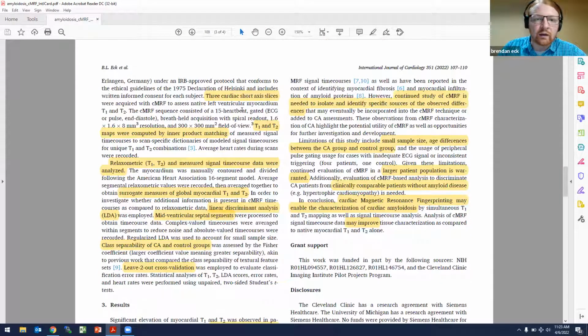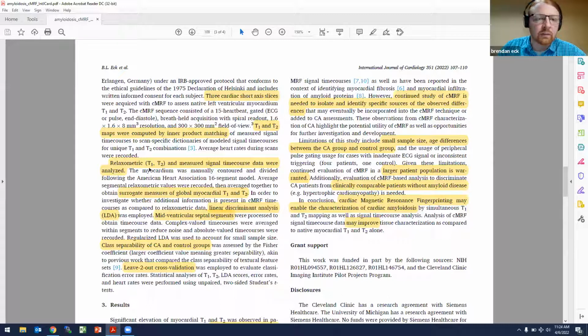And we looked at 3 cardiac short axis slices acquired with cardiac MRF to assess native left ventricular myocardial T1 and T2. And this was a 15 heartbeat ECG gated or pulse gated acquisition, breath held with a spiral readout. And so we obtained T1 and T2 maps from inner product matching to a dictionary that contained scan specific signal time courses for unique T1 and T2 combinations.